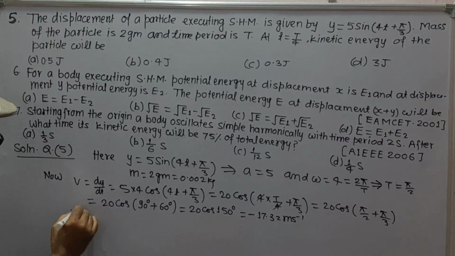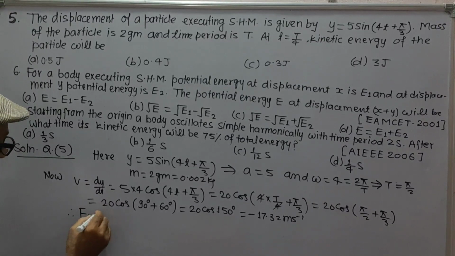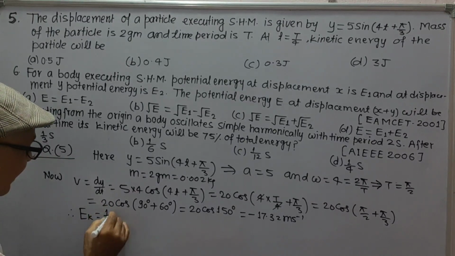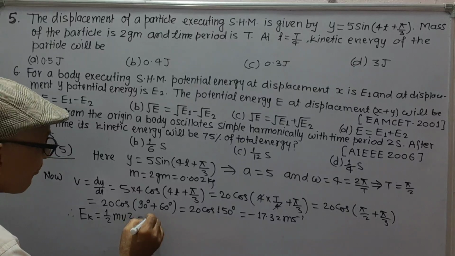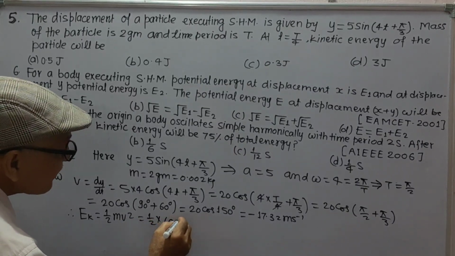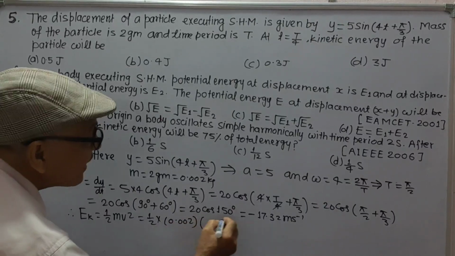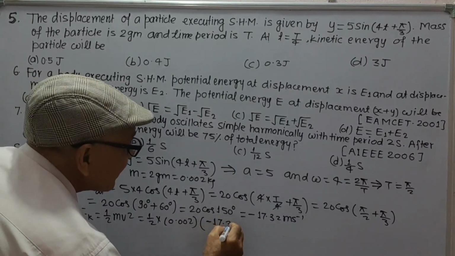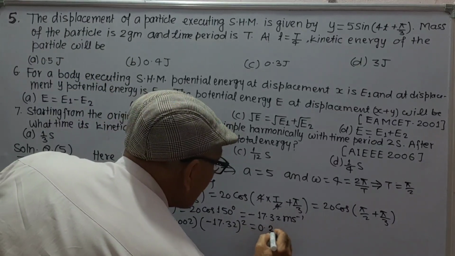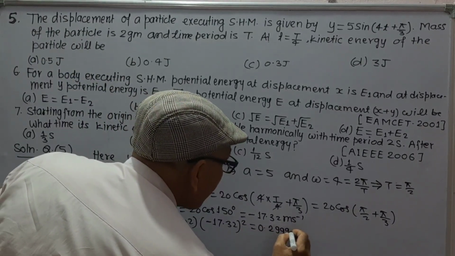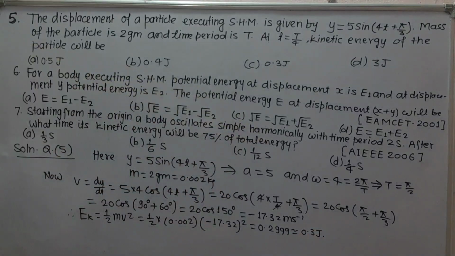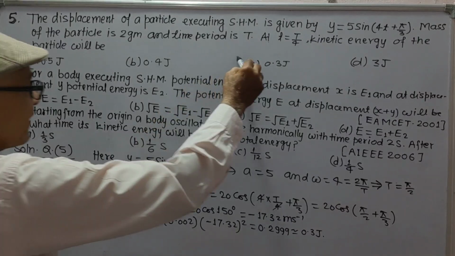Therefore kinetic energy E kinetic is equal to half m v square, 1 by 2 m is 0.002 into v is minus 17.32 square, which gives 0.2999, which is nearly 0.3 joules. So the correct option will be C.